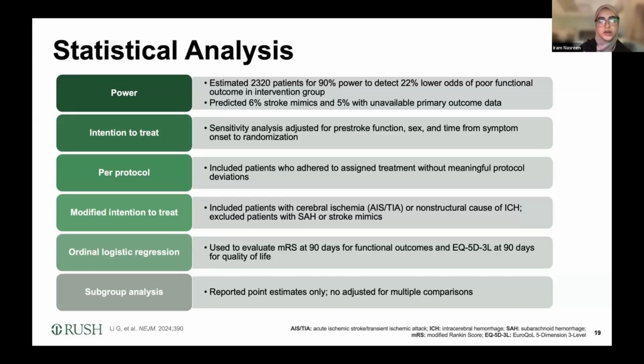For ordinal logistic regression, this was used to evaluate the modified Rankin scores at 90 days for functional outcomes, and for the questionnaire used to evaluate quality of life at 90 days. And then for subgroup analysis, they reported point estimates only and did not adjust for multiple comparisons.